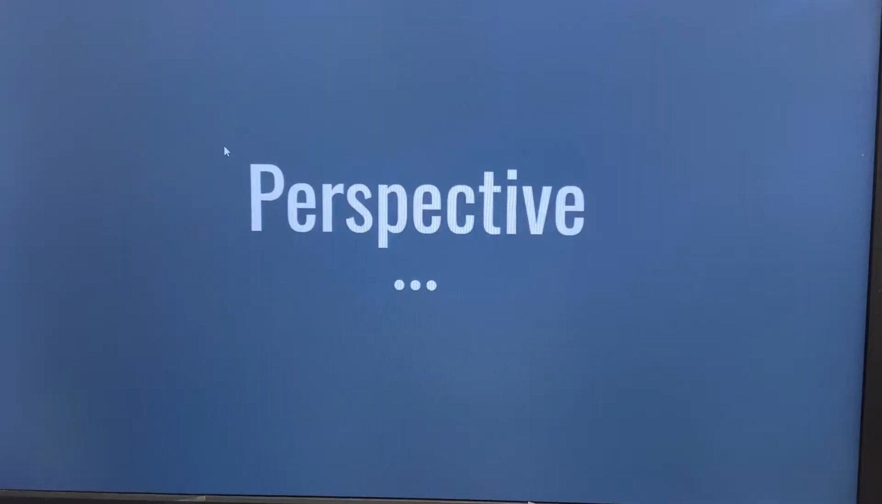Let's look a little bit more at perspective and learn how this can be done. Let me explain perspective to you. Perspective means giving an impression or a point of view. So this can be done in a photograph that's taken with the camera, or it can be done in a picture that you've painted or even drawn.